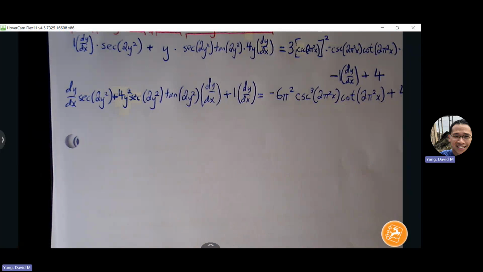Okay, after this step, we're just grouping all the dy dx terms together, right? We're expecting 3 dy dx terms. Group them together on the left side, factor dy dx out, and then solve for dy dx.